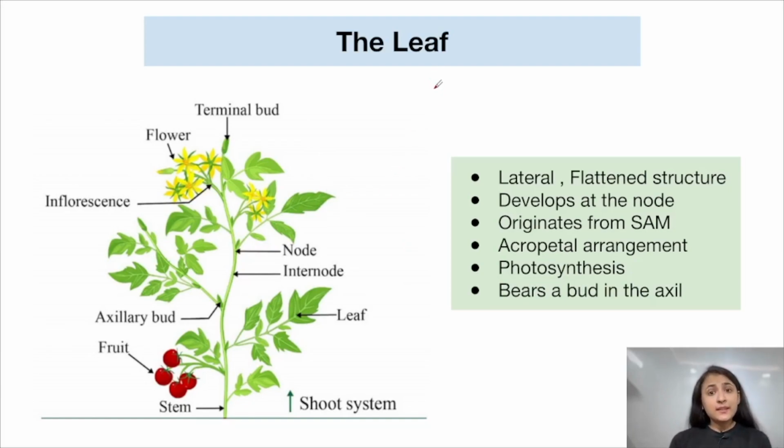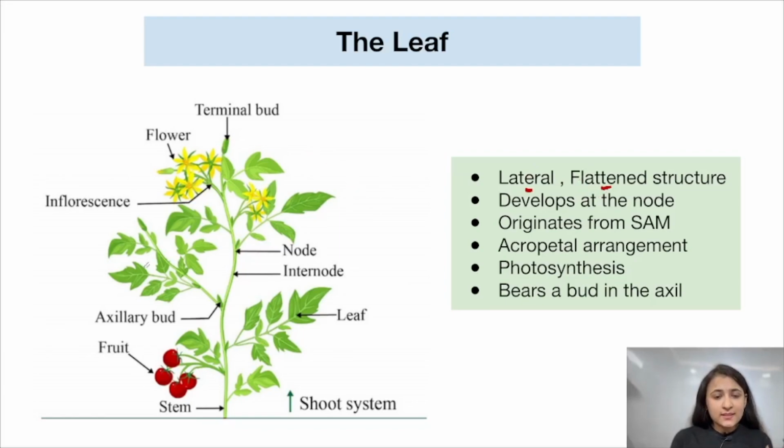So what is the leaf? The leaf is the part of the plant which appears green in color. Whenever you look at a plant, how do you identify a plant? Most of us identify plants with their green leafy structures, right? Whenever we see something green, we automatically associate it with a plant. So leaves are lateral flattened structures which are green in color.